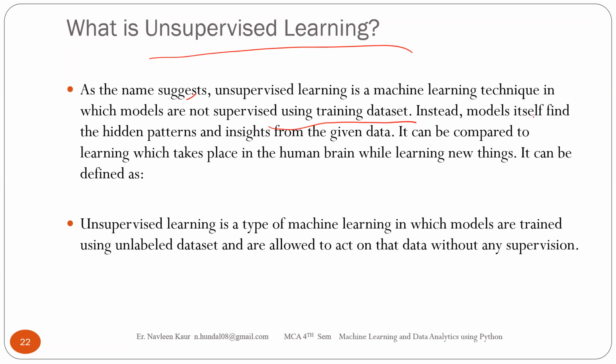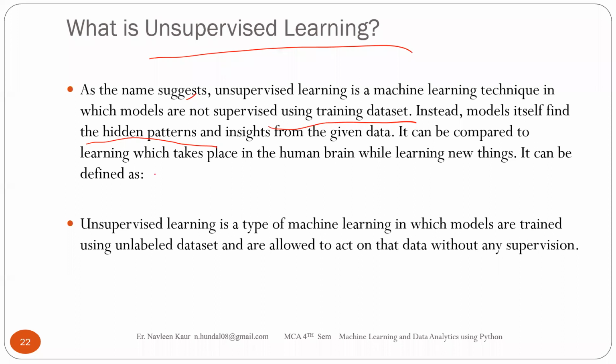Instead, models themselves find the hidden patterns. So the model is self-sufficient. The algorithm that is working automatically tries to find the hidden patterns in the given data. It's not that data is not available. Data is available, but it is not labeled. So the machine learning algorithm just goes over the data, tries to find the patterns, and gives it labels on its own.